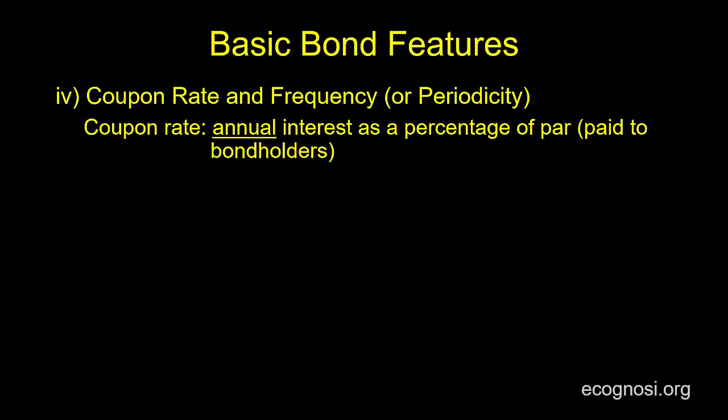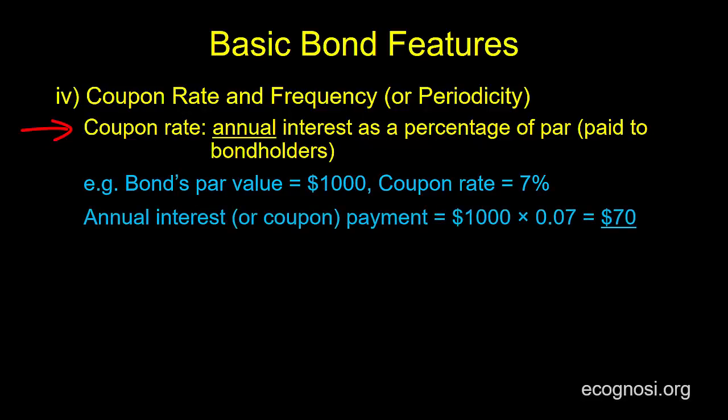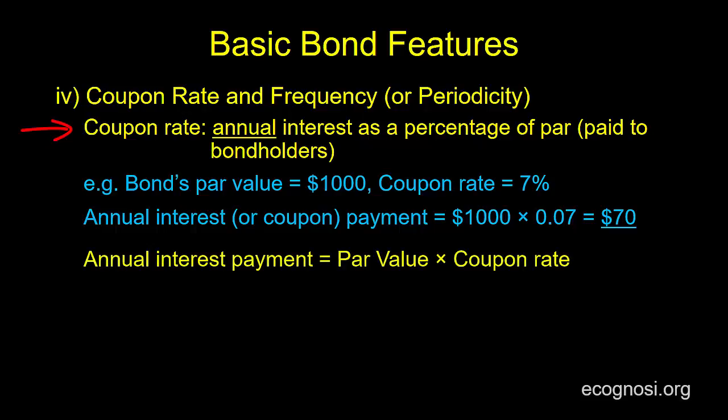The coupon rate and the frequency or periodicity within which coupon payments are made. Specifically, the coupon rate on a bond is the annual interest as a percentage of par paid to bondholders. For example, a bond with a par value of $1,000 and a coupon rate of 7% will give us an annual interest or coupon payment of $1,000 times 7%, which equals $70, simply because the annual interest payment equals the par value times the coupon rate.